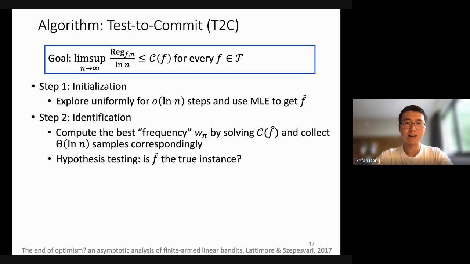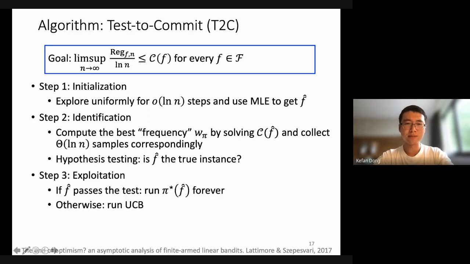Now the second step is called identification. In this step, we compute the best frequency w of pi by solving the optimization problem C of f hat. And then we collect theta of log n samples correspondingly. The leading term of the regret comes from step 2, because in this step we collect theta of log n samples. And with all these samples, we run a hypothesis testing method, and we ask whether our estimation f hat is the true instance.